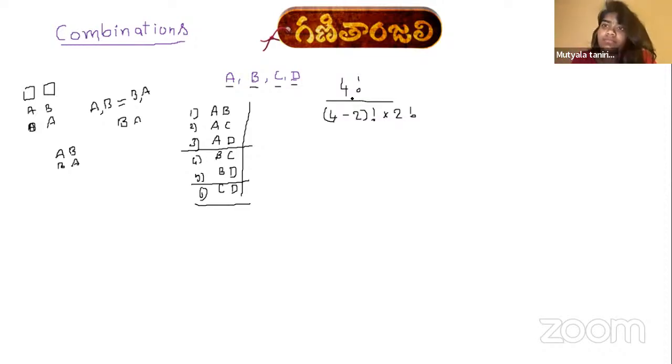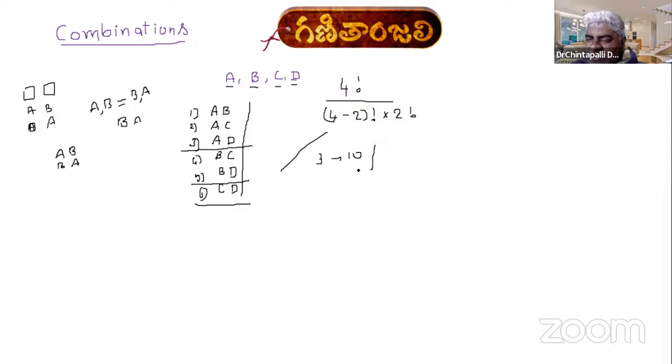So the number of ways of selecting 2 things out of 4 things is 4 factorial by 4 minus 2 whole factorial into 2 factorial. Perfect. Please tell how many ways are there to select 3 things out of 10 things by using this calculation formula. 10 factorial by 10 minus 3 factorial times 3 factorial, right?